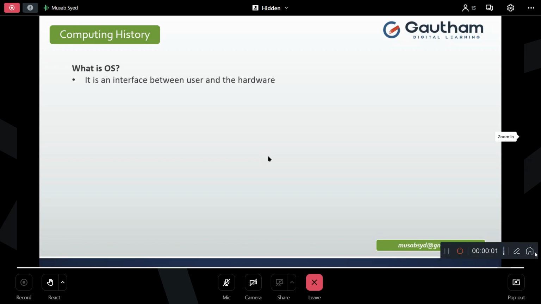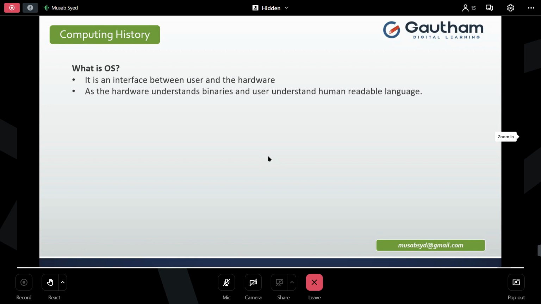Because hardware cannot understand human language, and humans cannot understand system language, we need a translator or a converter. That is where the operating system was introduced.